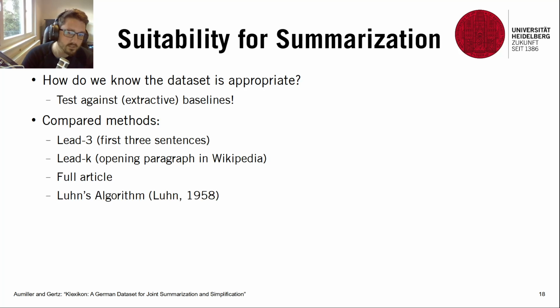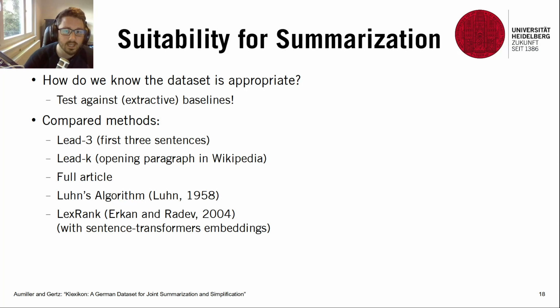Two extractive baselines that we are using are Loon's algorithm and a variation of LexRank that uses sentence transformer similarity embeddings. The difference that both of these have is that they are informed baselines, meaning that they do know how long the output summaries should be. So it is expected that their values are slightly better in terms of the resulting quality of summaries than the other LREC' and full article baseline.